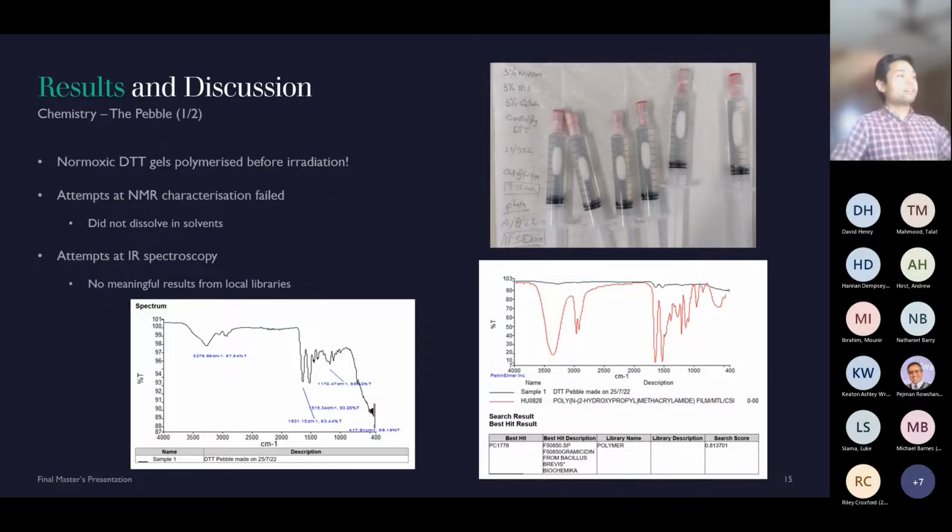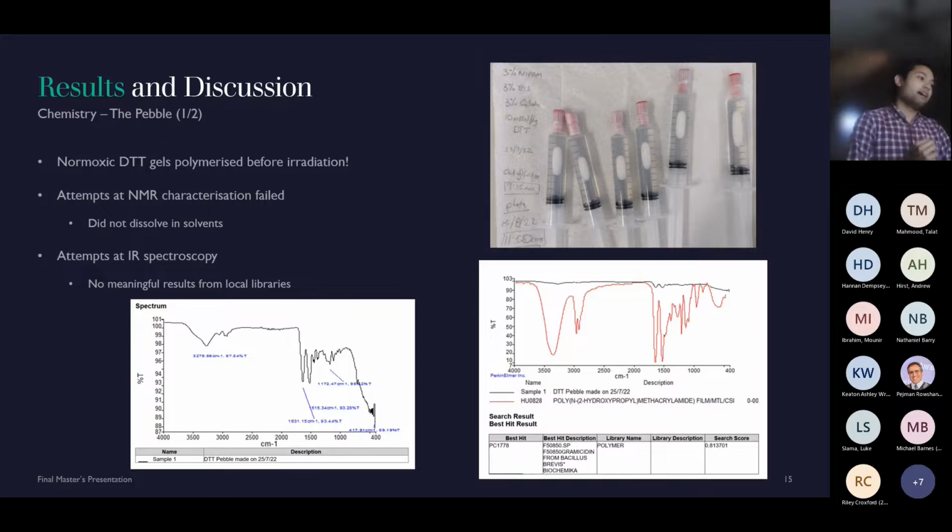For the results, initially the normoxic DDT gels polymerized before radiation. You got this pebble that sort of formed. So we tried to characterize it using NMR, but the problem was that it didn't dissolve in any of the solvents, so we couldn't use it. NMR is basically the gold standard of trying to characterize any sort of chemical, as you can deduce its chemical structure. We tried using IR spectroscopy, but there weren't any meaningful results from local libraries.